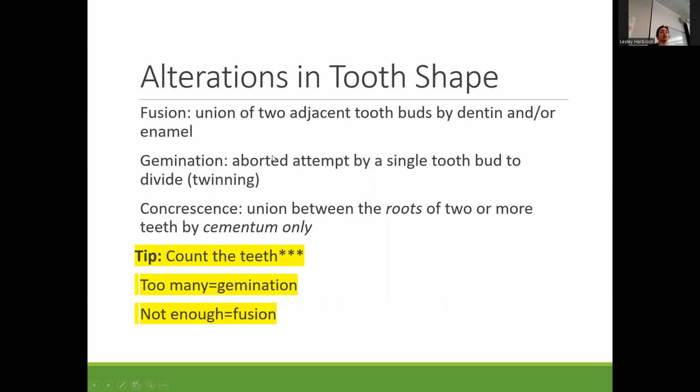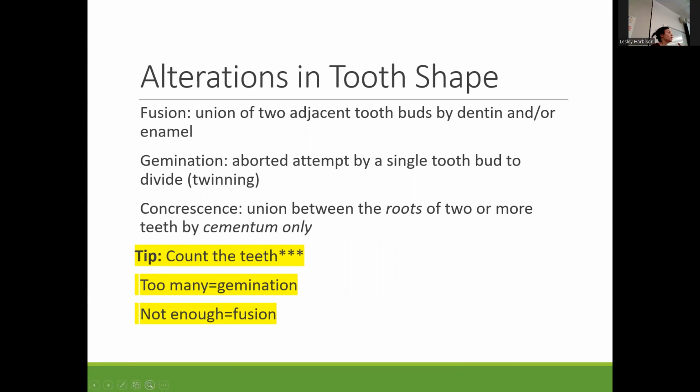Gemination is aborted, so it started the process of twinning itself, and then it stopped. So you have this attempt of a single tooth bud to divide. It's not two different teeth that came together. Gemination is one tooth that tried to divide. And then concrescence is the union between the roots of two or more teeth in the cementum only. So you're just going to get a very superficial connection, and it's only going to happen on the root surface. That's concrescence.